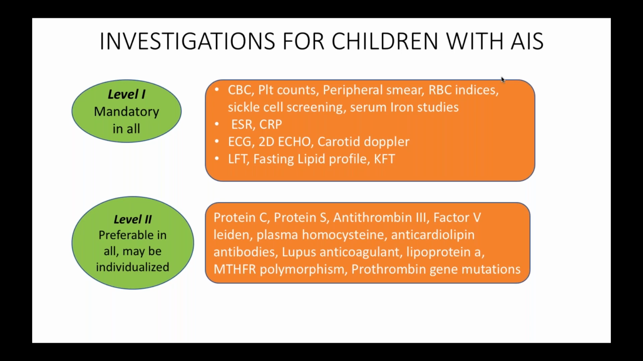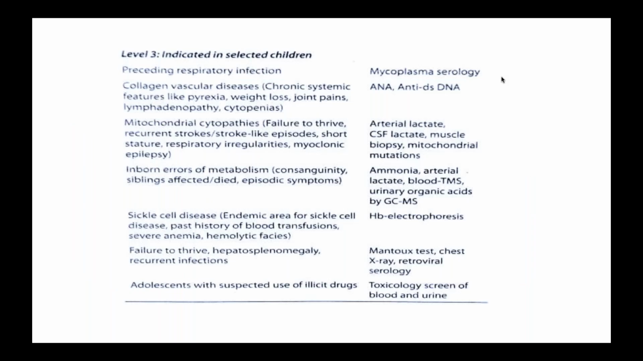Now, for all children, usually we do underlying investigations to understand the etiology. So what are the mandatory investigations which have to be done in all the cases? These are the mandatory investigations, as we read, according to the etiologies. Then level 2 is something which is preferable in all, but may be individualized depending upon the clinical presentation or the history. Here we will rule out prothrombotic conditions. In our setting, we usually do level 1 and level 2 in all cases. And then level 3 is done in selected children depending upon the history and the preceding illnesses.